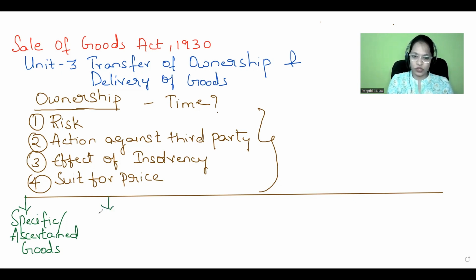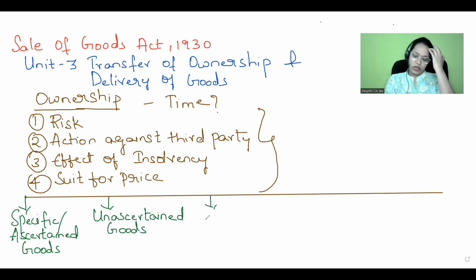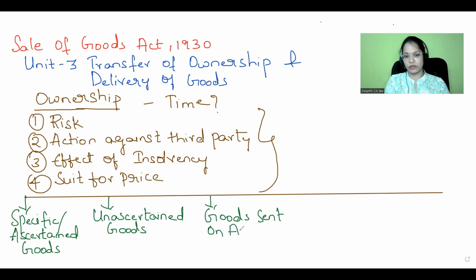And transfer of ownership in case of unascertained goods, and goods sent on approval basis, sale or return basis. Very important, you can expect a question as per my opinion. And the last one is reservation of right of disposal.